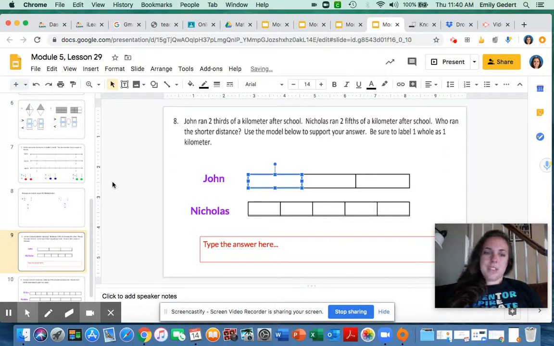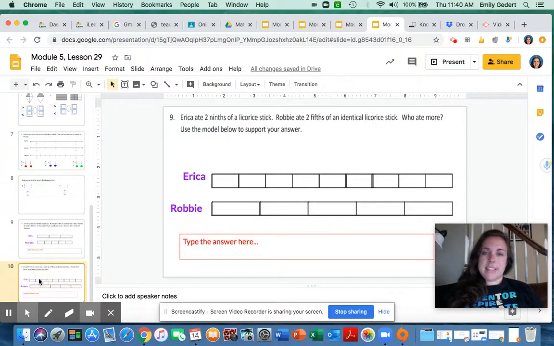Okay, so you're going to do that on slide 9 and then slide 10, which is eating licorice. I don't know why you would only eat 2/9 of a licorice stick, but in this problem, that's what they do. They're trying to limit their sugar intake, apparently.